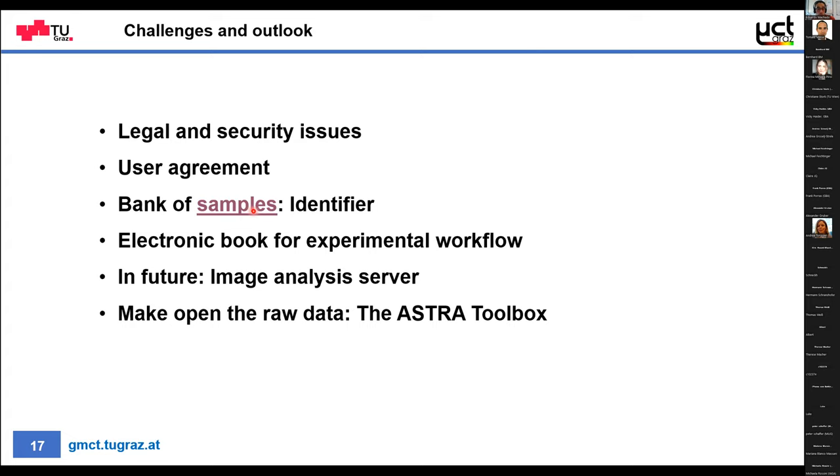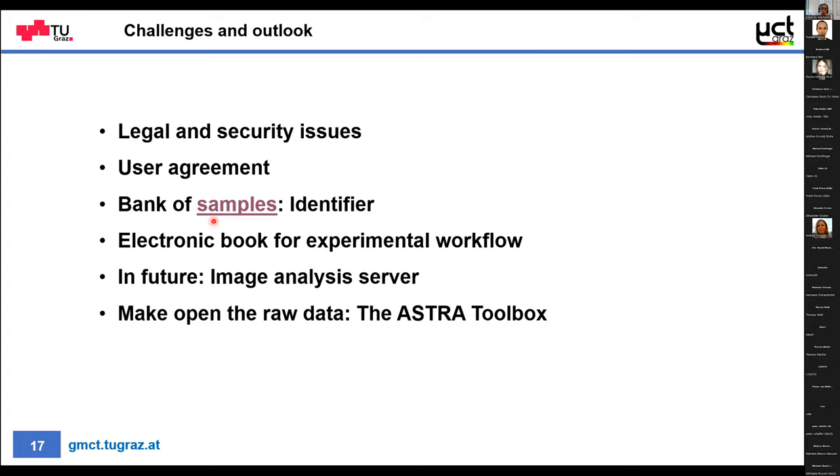the samples. Now I am really taking care of the virtual object, but not of the real object. So I have a good board made with a lot of samples, and I need to take care of how I am archiving this, and to still relate the sample with the experiment. We need to implement the electronic book for all the experimental workflow.